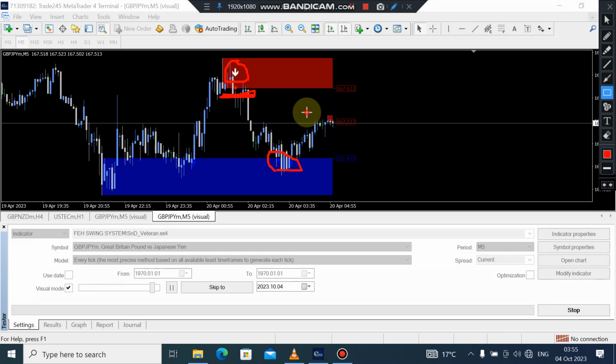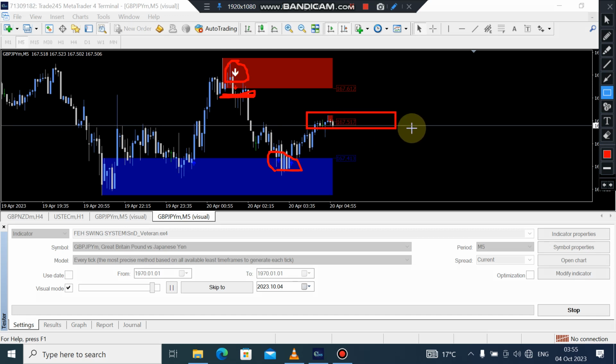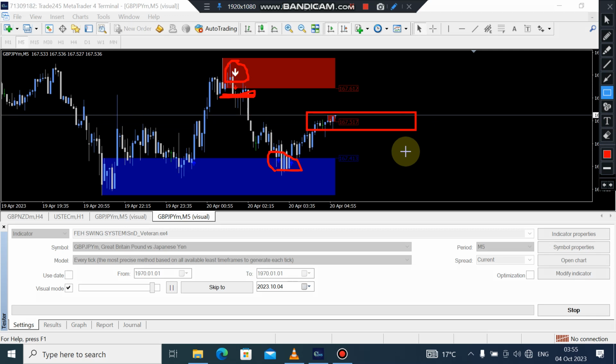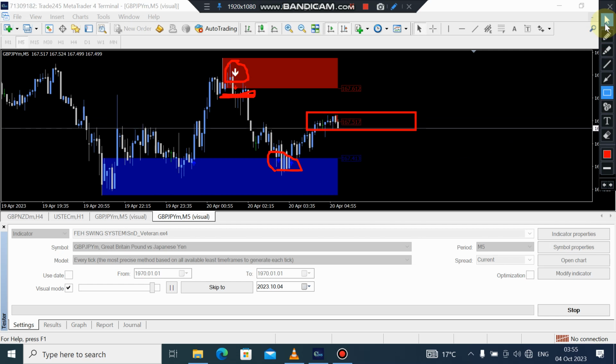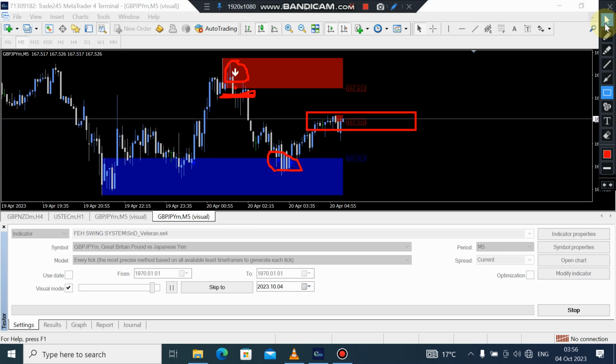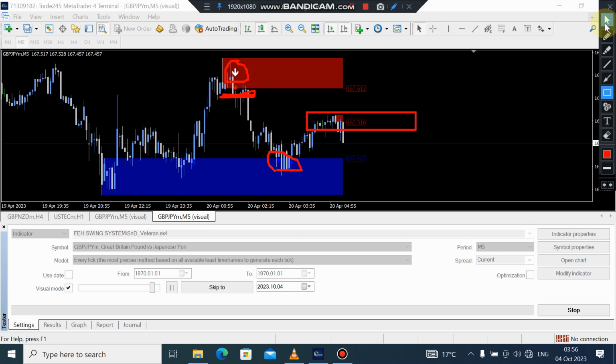This is the zone where we are now. It is a supply zone. Now let us either wait for a buy signal, which is a white arrow, or we wait for a sell signal, which is going to be the little red arrow, for us to put more trades.